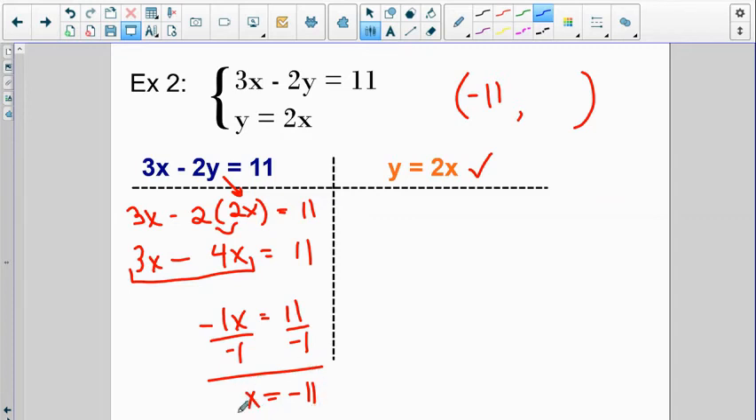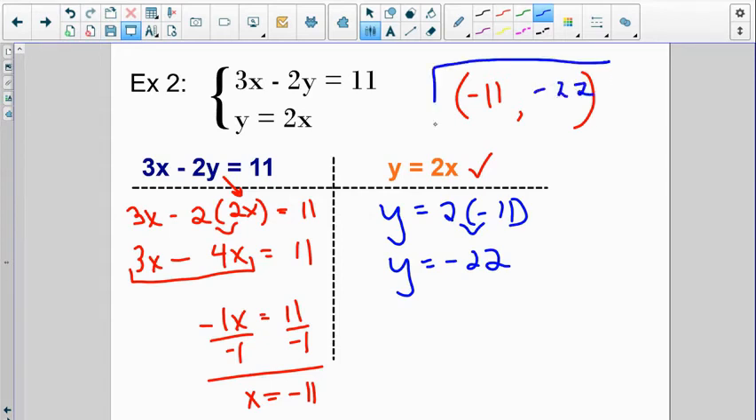Okay, so because I know the value of x, I can replace it in this equation. So y equals 2 times x. I can put negative 11 where x was. And now that allows me to do a little bit of math. So I multiply it out, and I get negative 22 as my y value. So my solution is negative 11, comma, negative 22. X was negative 11, y was negative 22.